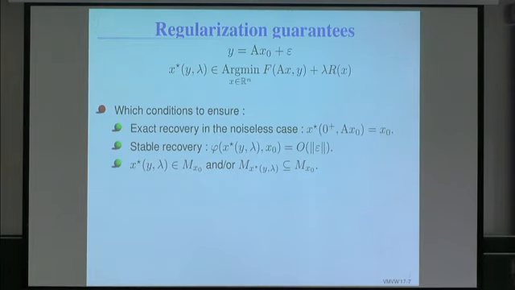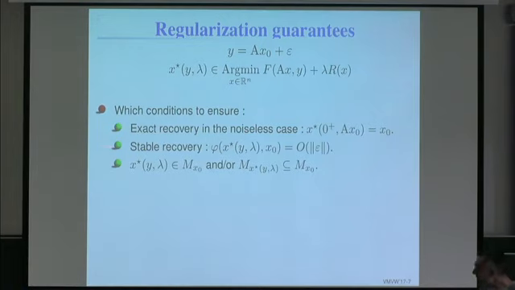When you put some noise, okay, you also want to have guarantees on how x star will deviate from x0. And you want to ensure that the deviation of x star from x0, for a proper choice of lambda here, will behave nicely as a function of the noise, okay? So typically it has some Hölder or Lipschitz continuity property, okay? I'm calling this here stable recovery.